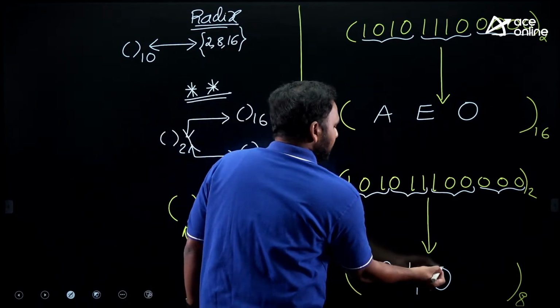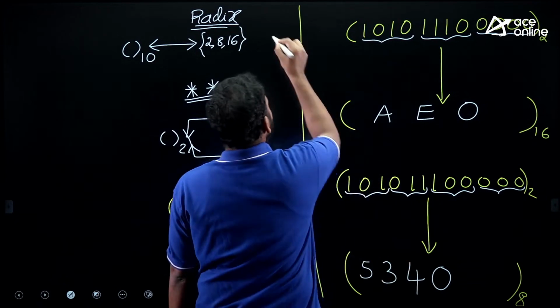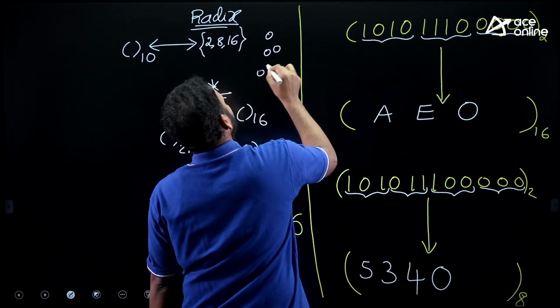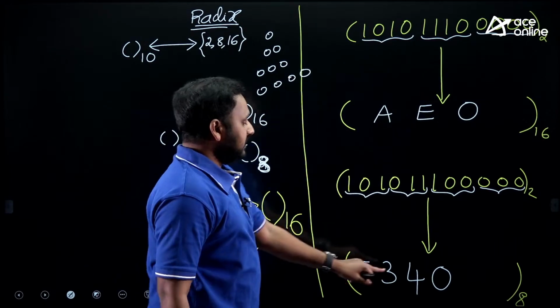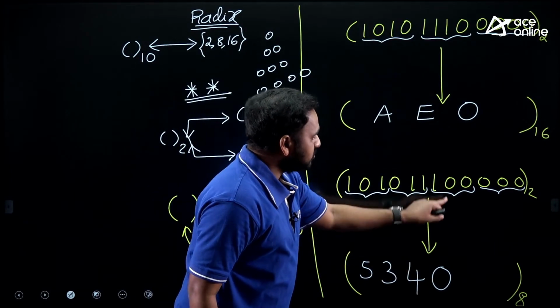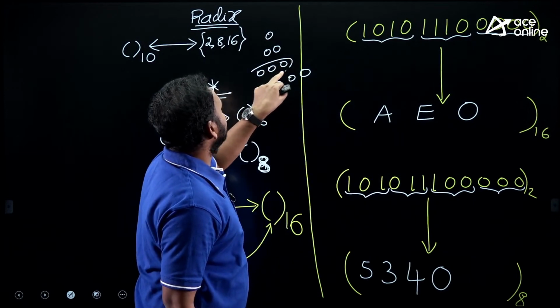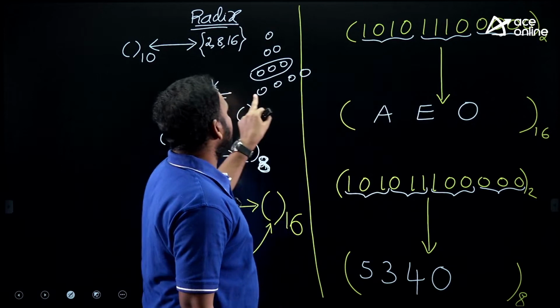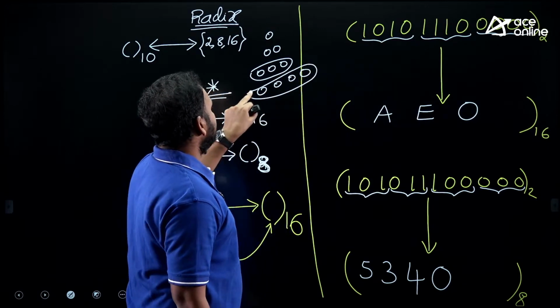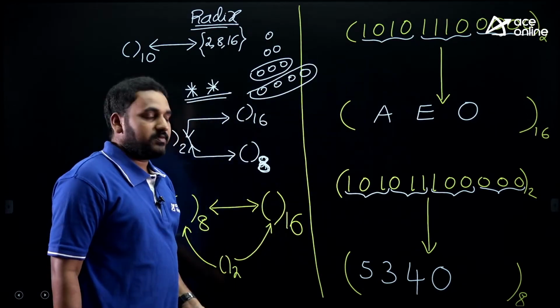In reverse also, you should write 0. This is 0, this is also 0, this is also 0, this is also 0. While you are converting octal 0 into binary, you should write this. While you are converting hexadecimal 0 into binary, you should write this. You should write like this. Okay? Please keep it in mind.